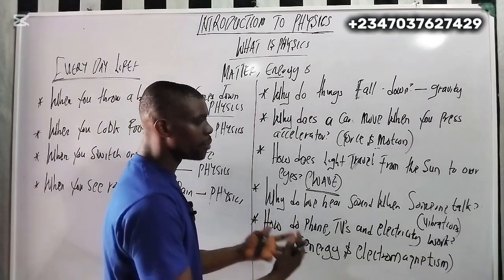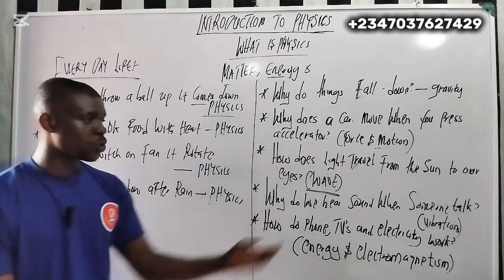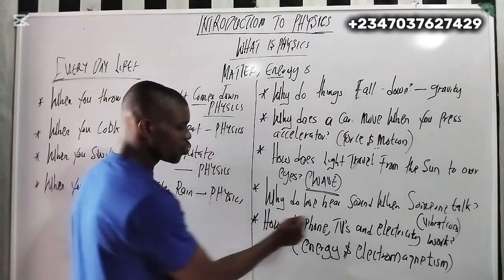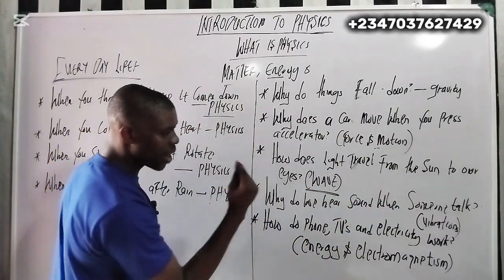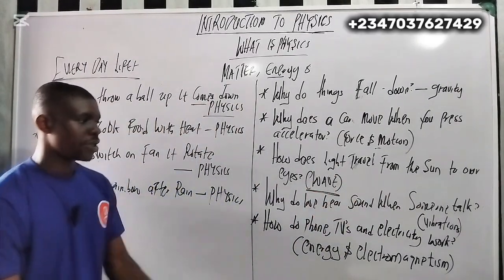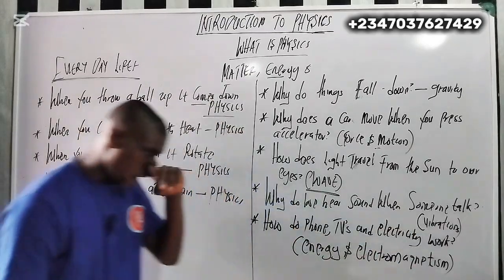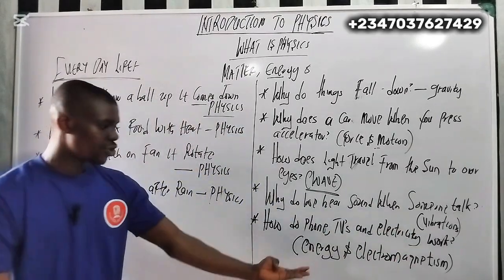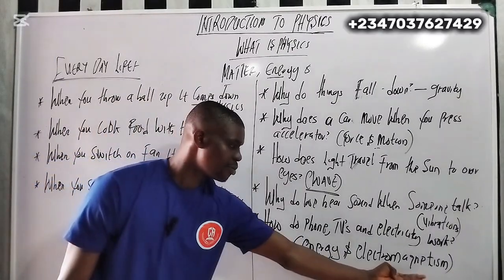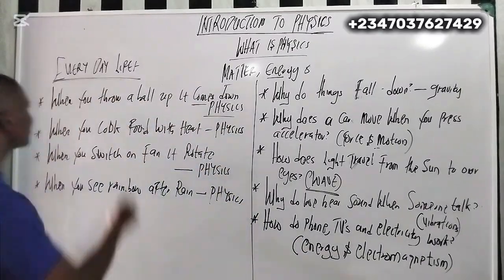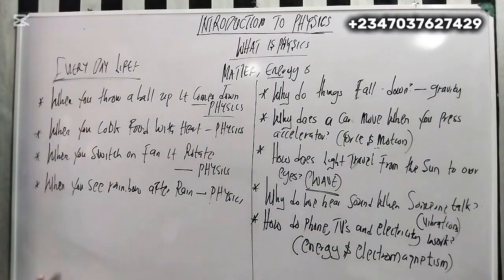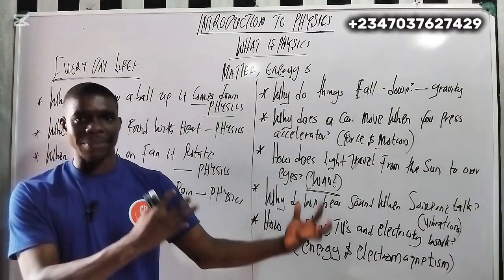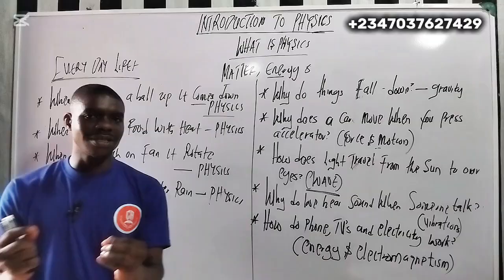How does light travel from the sun to our eyes? It is through waves. Now why do we hear sound when someone speaks? It is vibration. Now how do the phone, TV, and electricity work? It's through energy and electromagnetism. Do you understand? And this is everyday life expressed. So these are things you need to understand before you start moving to fundamental quantity, derived quantity, and those concepts.